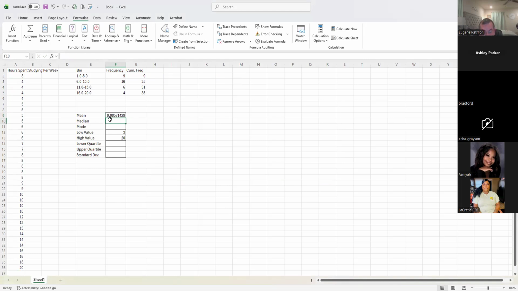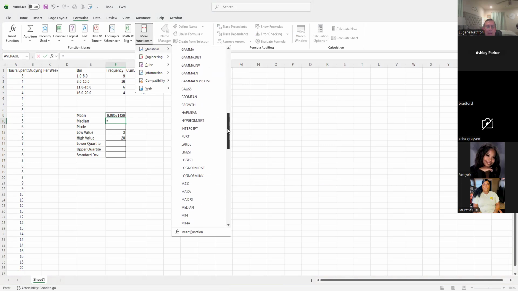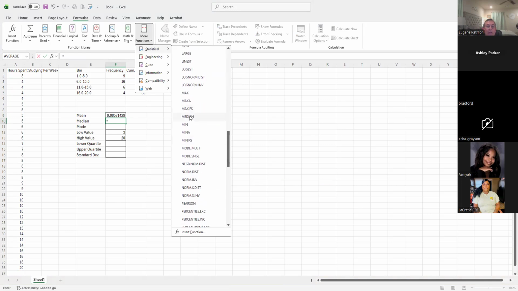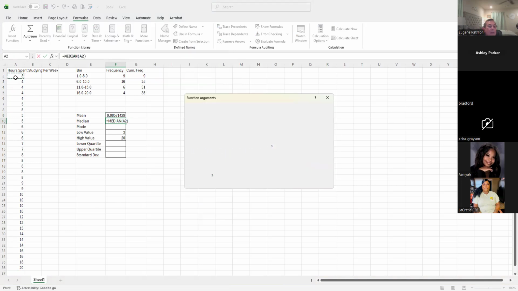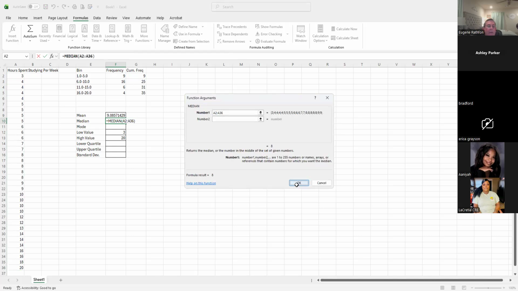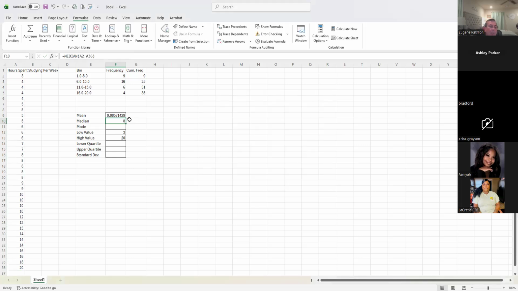Median, that's going to equal, go to more functions, statistical, go down to median, enter, and then highlight that column. And okay. So the middle number was 8 on this, which we can tell that's true.